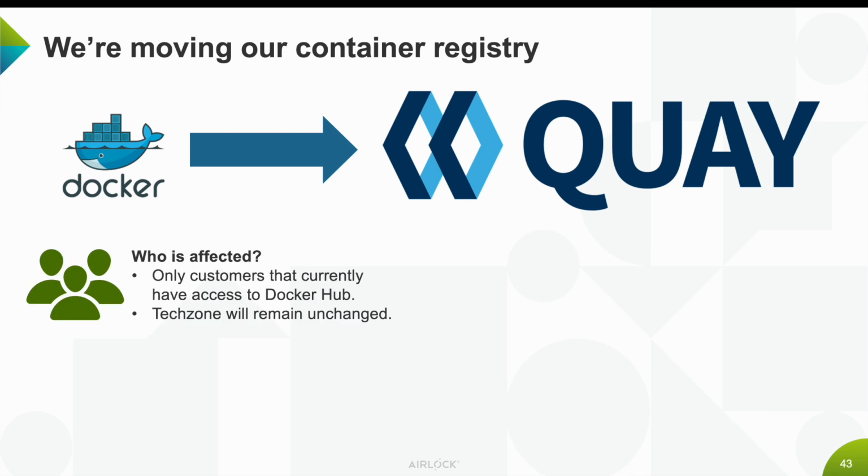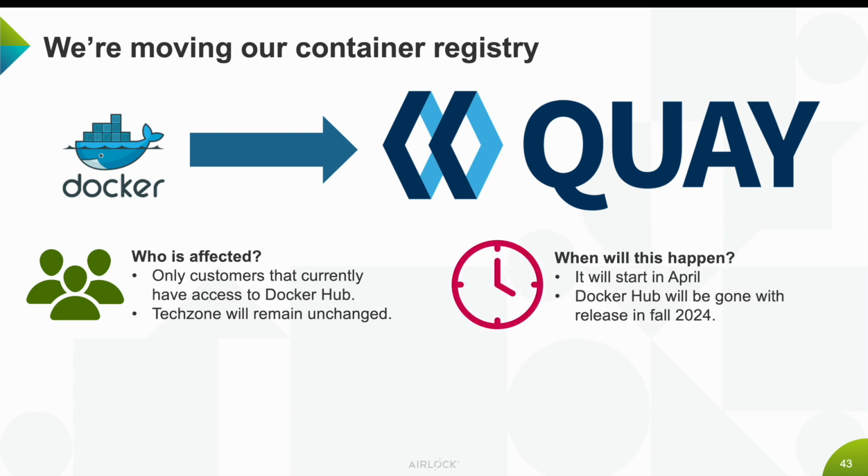Who's affected? Well, only customers that have access to Docker Hub and use it in their pipelines. Those that still use TechZone, that will remain unchanged. You can download the software from there, container image or not. That really is up to you. And when will it happen? We'll start in April. So the 8.2 release should at some time in April be available on Quay. And Docker Hub will be gone with the release in fall 2024. So that's September or October this year.